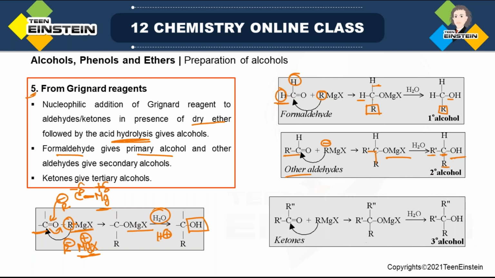And if it is a ketone, 2 R groups are already there, that means 2 C-C bonds already there, and a new C-C bond is formed. This R is coming from Grignard, and finally MgX is converted to OH. So this is a 3 degree alcohol. Depending on the requirement, whether we want 1 degree, 2 degree, or 3 degree alcohol, accordingly we have to choose the reactant. It may be formaldehyde for 1 degree, other aldehydes for secondary, and any ketone will always give 3 degree.